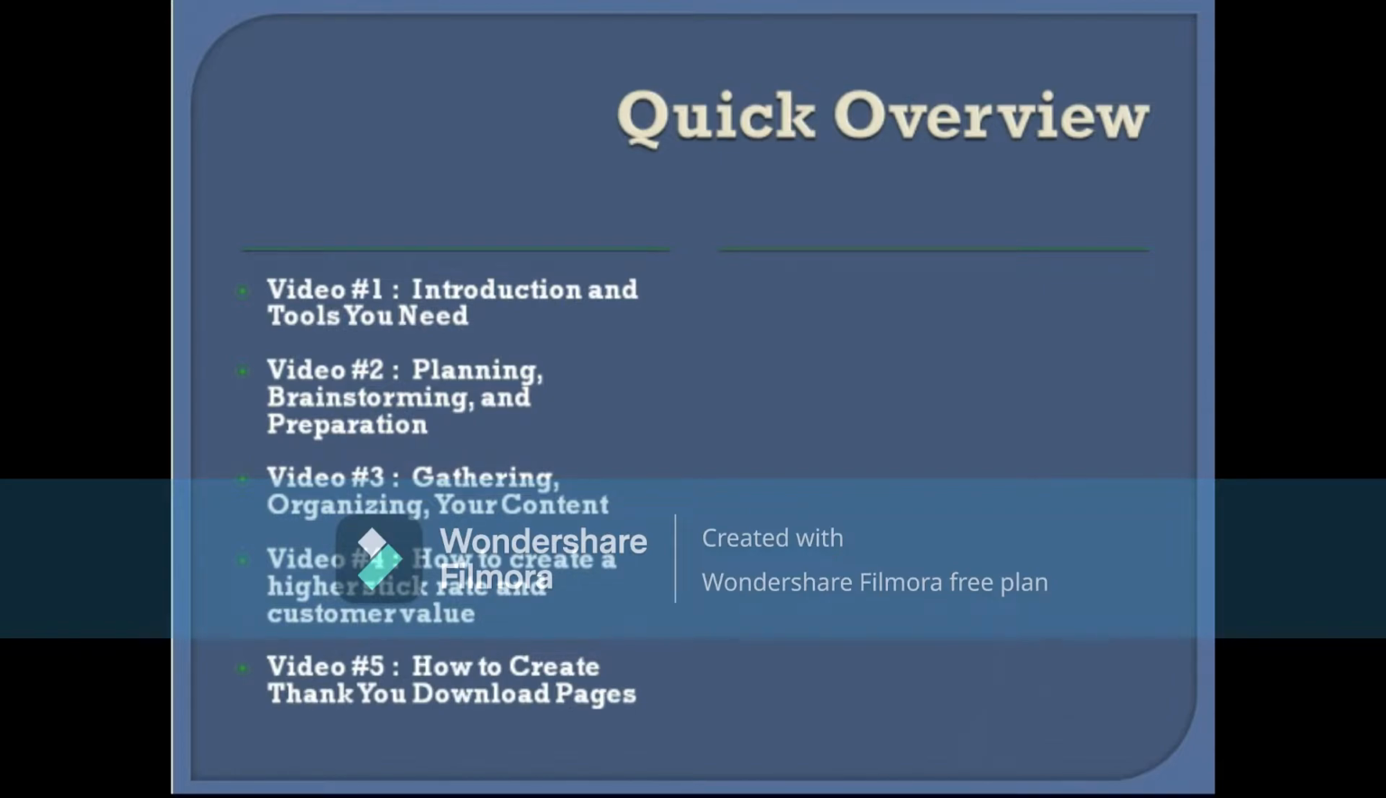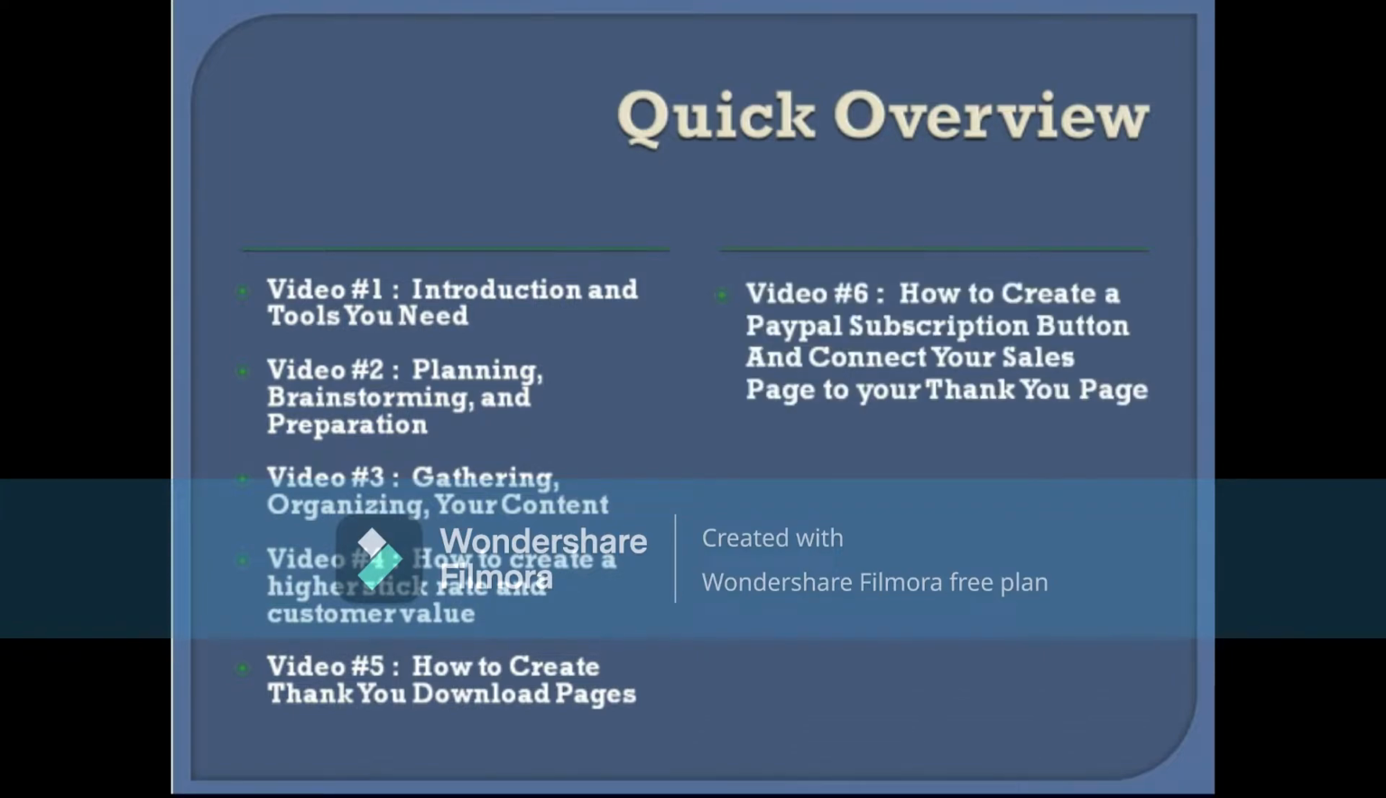Video number 5, we're going to create a thank you page or a download page, the same thing. So basically after the person pays, they see the thank you page, they fill out the Aweber form, and then they're forwarded to get your content and so forth. So we're basically creating an automated membership machine.